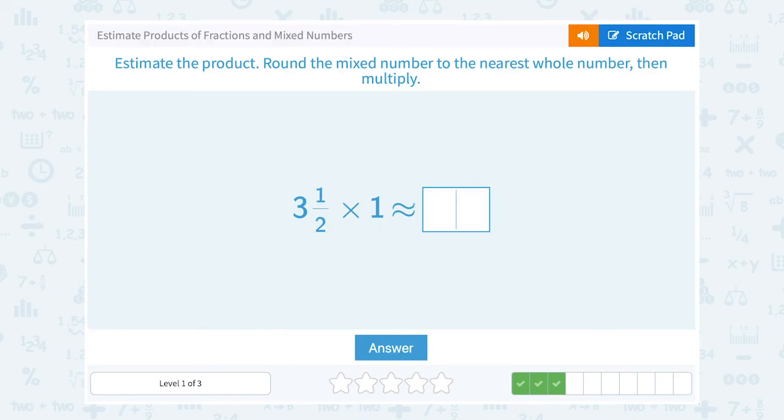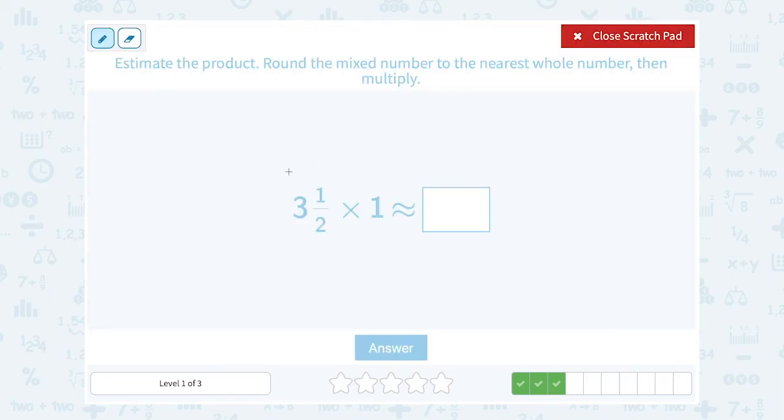Three and a half times 1. Okay, well remember, half is the same thing as 0.5. So when you have 0.5 or higher, you round that number up. So 3 1/2, I'm going to round up to 4. Okay, and then 4 times 1 will give me 4.